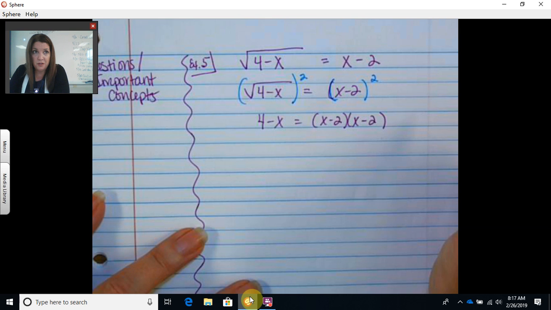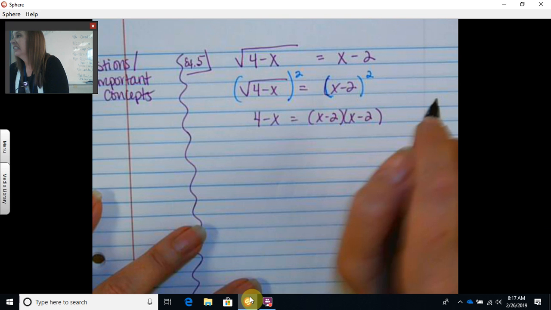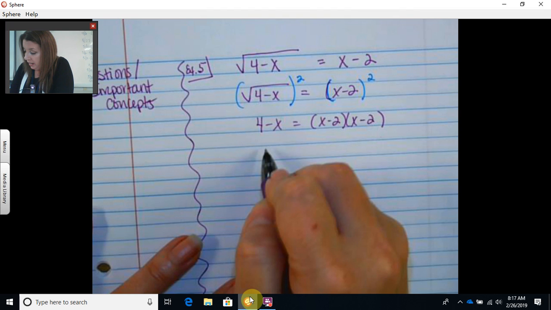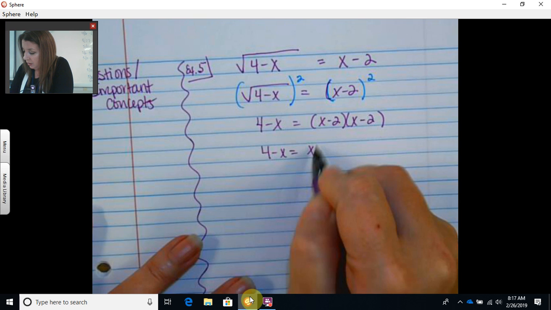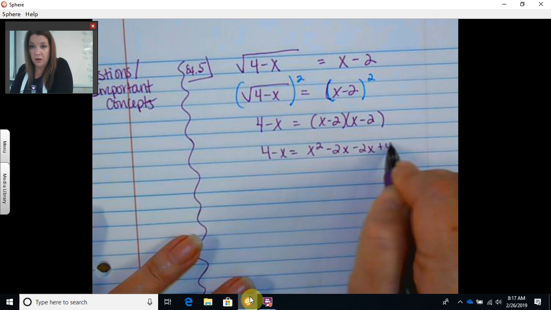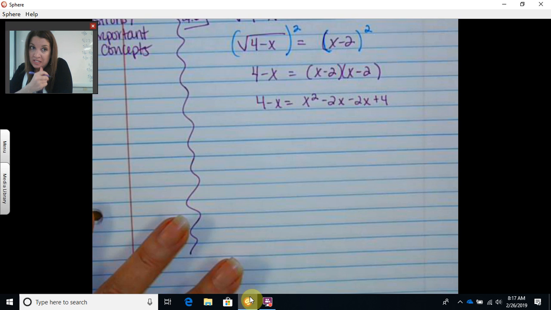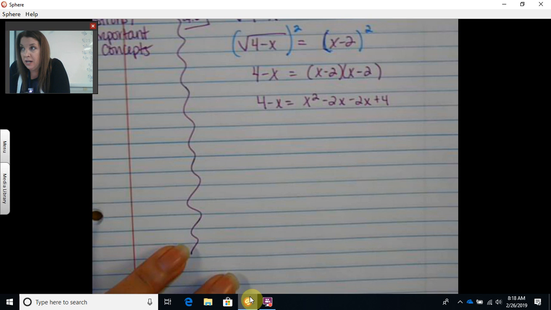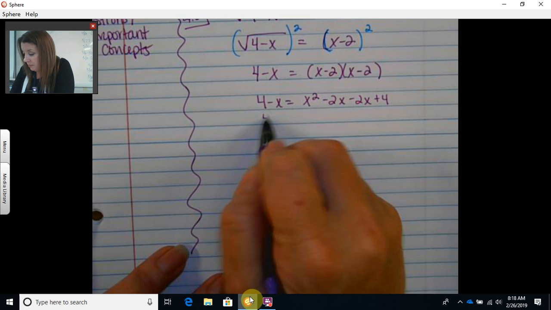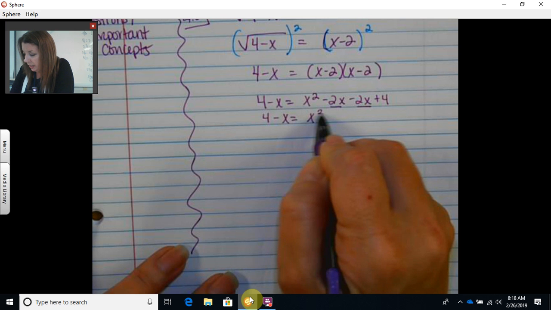What do you think we do now? Distribute, right? We know how to do that. So we would have 4 minus x equals x squared minus 2x minus 2x plus 4. Okay, so this is kind of like what we did in section 7. We have quadratic terms and linear terms. If we're trying to solve for x, in this case, can we isolate the x, or are we going to need to get it set equal to 0 and in standard form? Probably set equal to 0, okay? So, but let me simplify my right side first, because I have like terms. So that's x squared minus 4x plus 4.